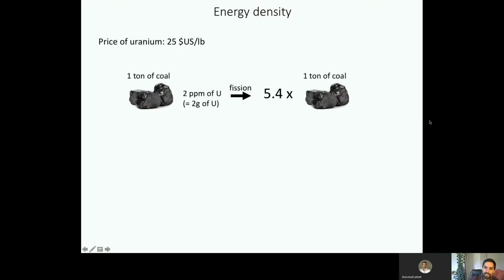So I want to give a few more examples of how dense this thing is. I have here a ton of coal. Inside coal there are impurities. There are many types of impurities. One of them is uranium. Actually, there is a little bit of uranium in coal. 1 ton of coal contains about 2 grams of uranium. If we take these 2 grams of uranium and fission it in an advanced type of reactor, we get more than 5 times the energy that we would get by just burning the coal. So there is more energy in the uranium impurities in coal than in coal itself.